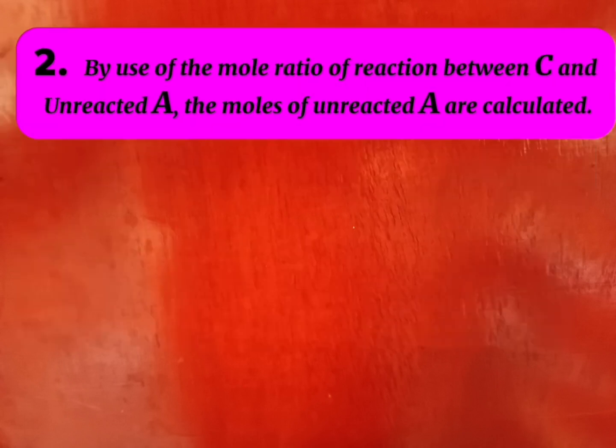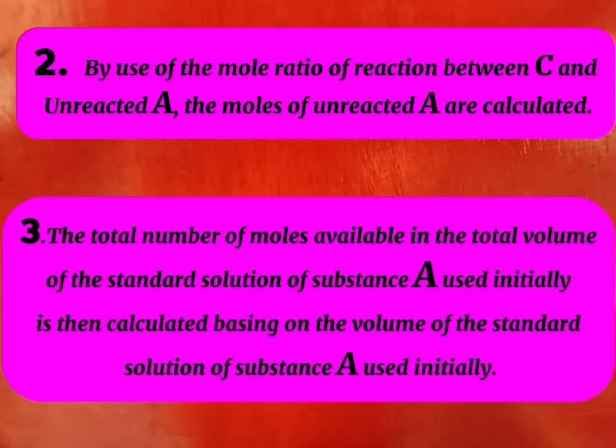Step 2. By use of the mole ratio of the reaction between C and unreacted A, the moles of unreacted A are calculated. Step 3. The total number of moles available in the total volume of the standard solution of substance A used initially is then calculated basing on the volume of the standard solution of substance A used initially.